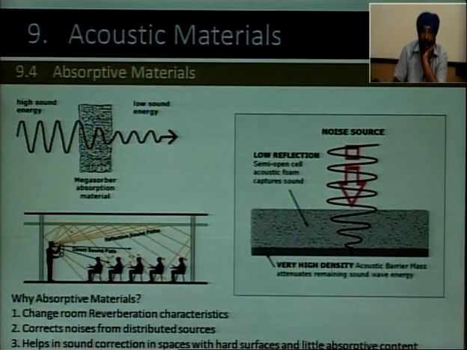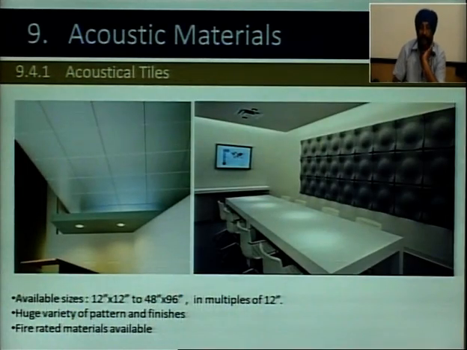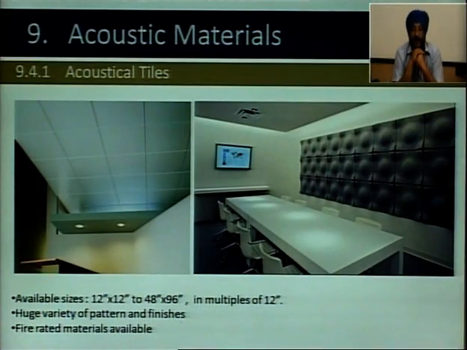Amongst the absorptive materials, the foremost and the chief ones which we use every day are acoustical tiles. So, on the left side visual, in the ceiling you can notice the acoustical tiles in place, and on the right side visual you can see the acoustical tiles on the wall even. This is a committee room or a conference room situation, and look how it adds to the aesthetics and the glamour as well as the architectural interiors of that space.